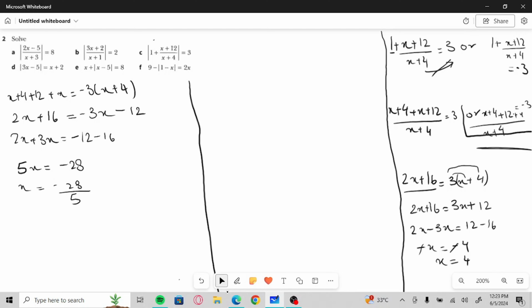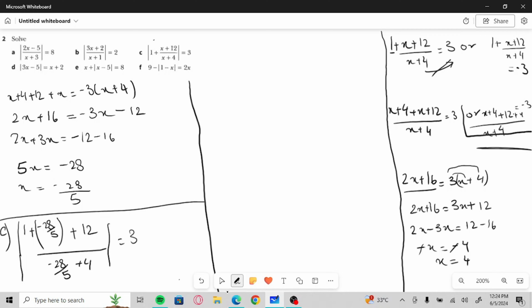We have the two values we may need for the rest of the question, but we still have to check whether these values are correct by inputting them into the question. So for part C: 1 plus |(-28/5) + 12| divided by |(-28/5) + 4| should be equal to 3. If we simplify this in a calculator, we get, in the modulus, negative 3, which equals 3 in return. So this is correct.